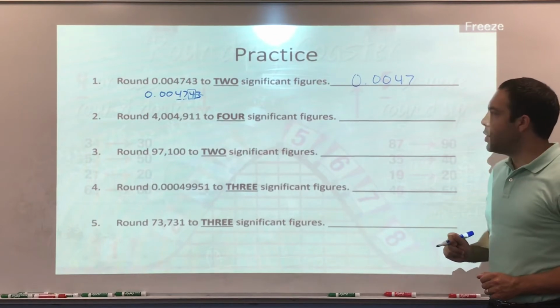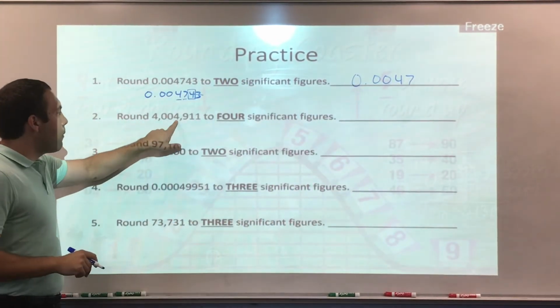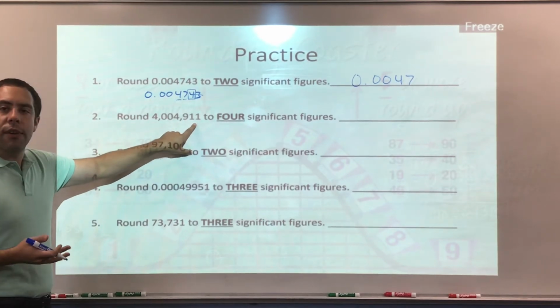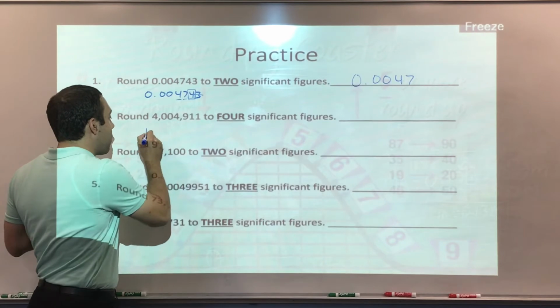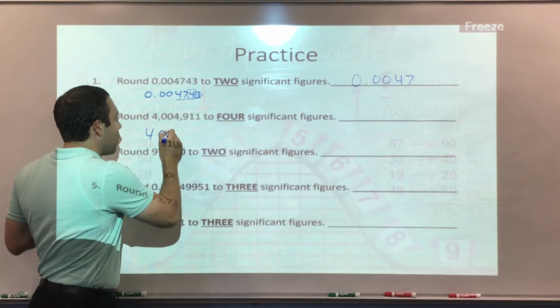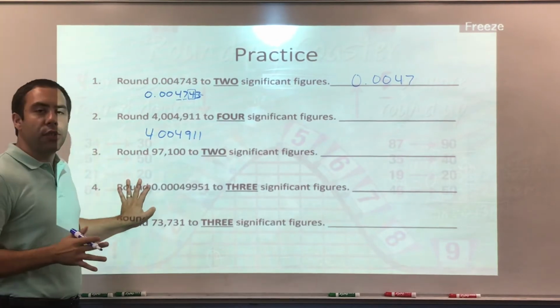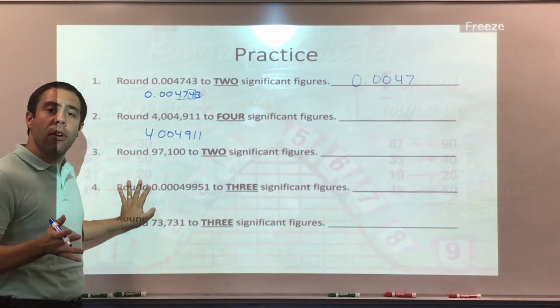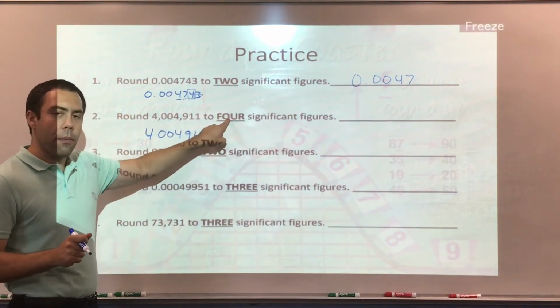For question 2, round 4,004,911 to 4 significant figures. First step, rewrite the number, 4,004,911. Step 2, determine the number of significant figures that should be in the final answer, 4.